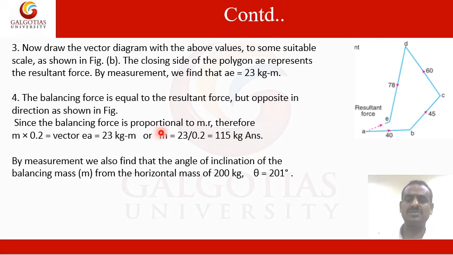Since the balancing force is proportional to m into r, the m into r value is nothing but vector EA. By measurement, vector EA is 23 kg meter. After substituting this value, finally we get the magnitude of the balancing mass m equal to 115 kilogram. By measurement, we also find the angle of inclination of the balancing mass from the horizontal mass of 200 kilogram, that is theta equal to 201 degree.